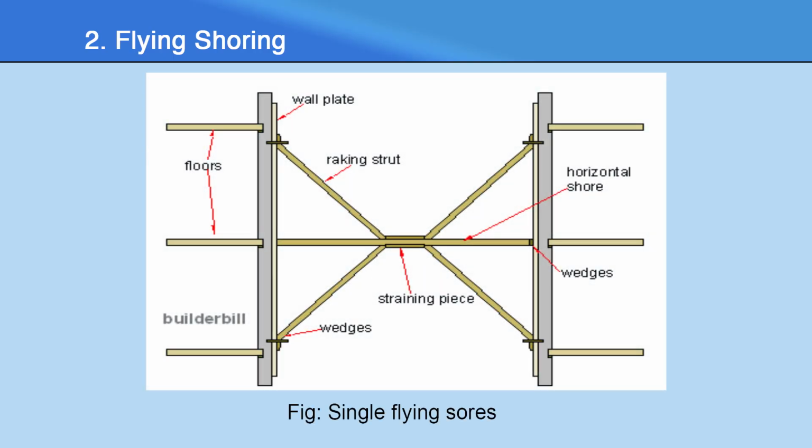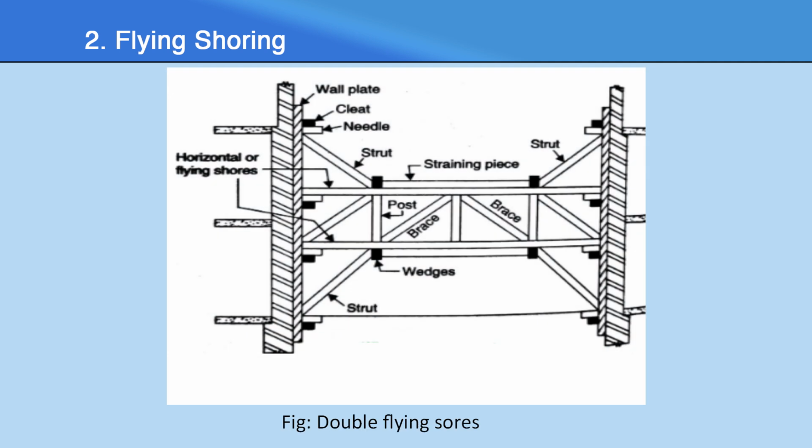This is the photograph showing the single flying shore. In that, in the middle one flying shore is used for supporting the two adjacent structures, which is used up to a parallel distance of around 9 meters only. And this photograph shows the double flying shore, in that two shores are used in the center when the distance between two adjacent walls is more. So, we will use a double flying shore.